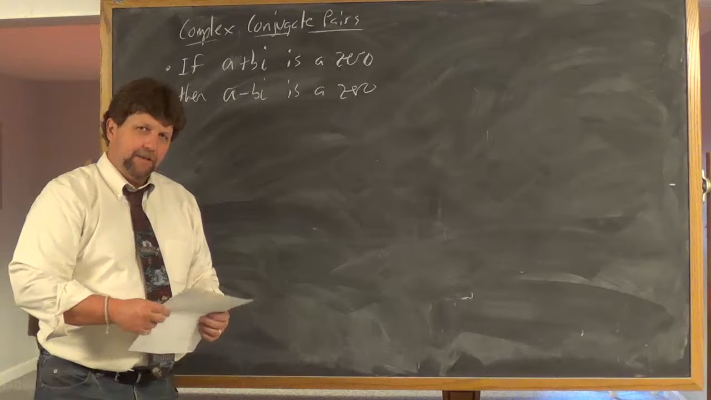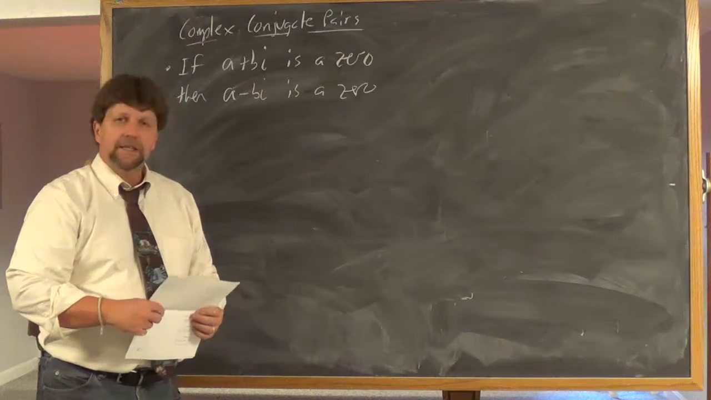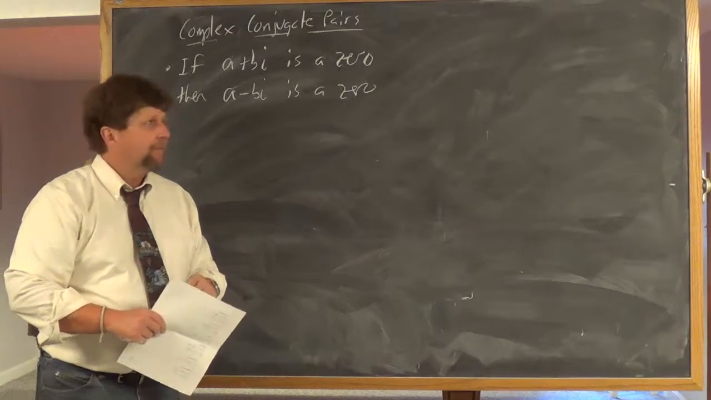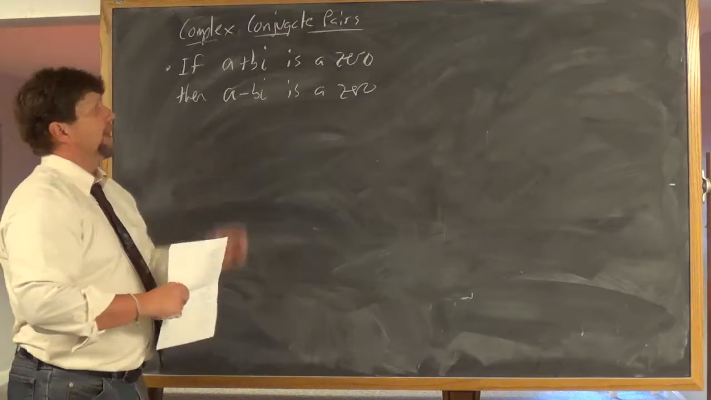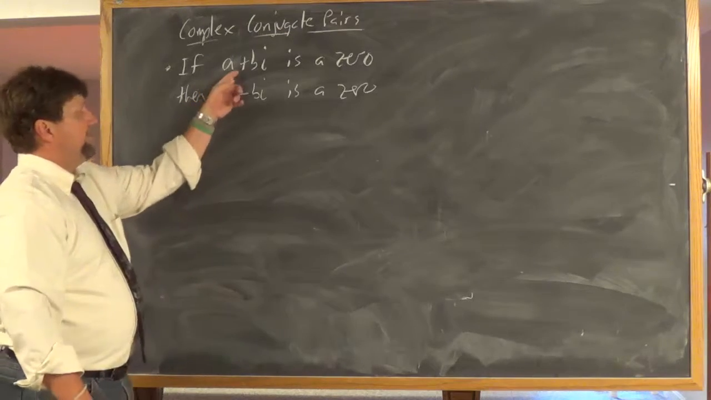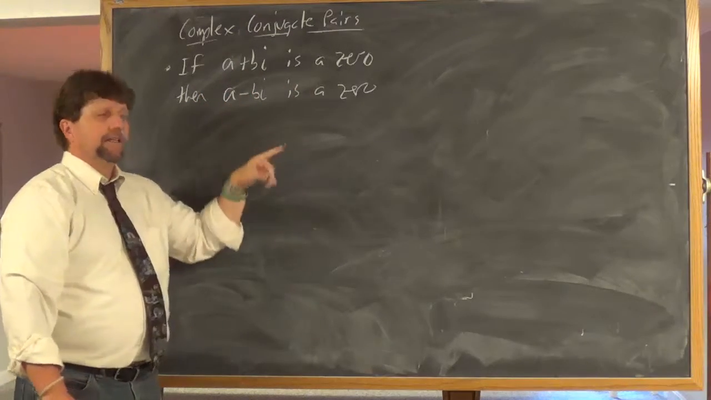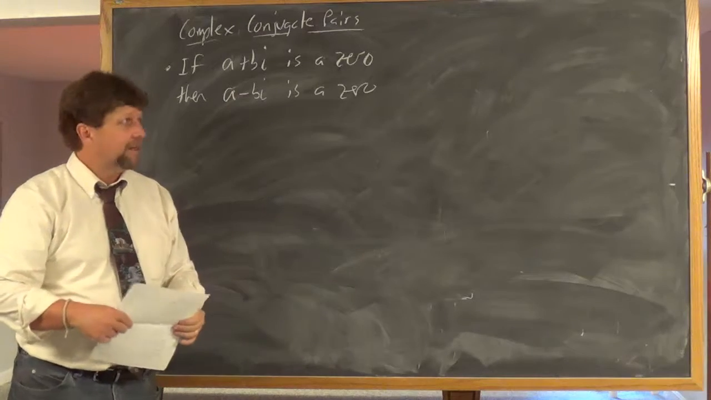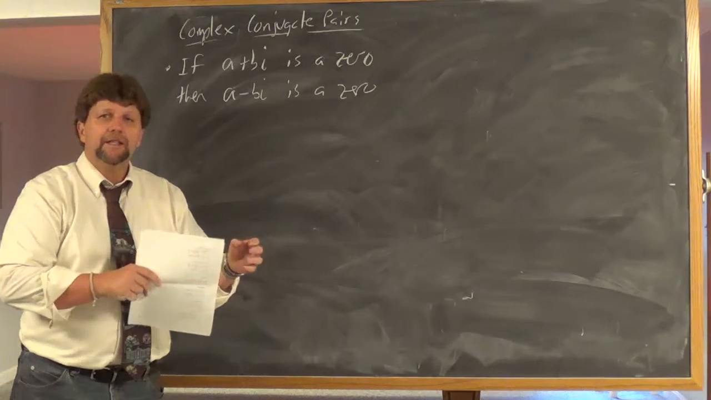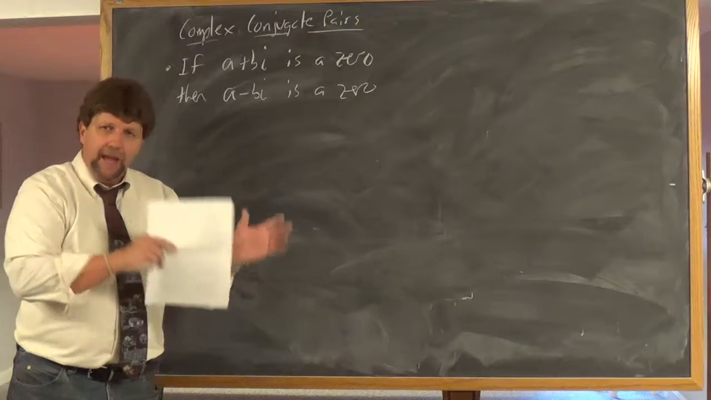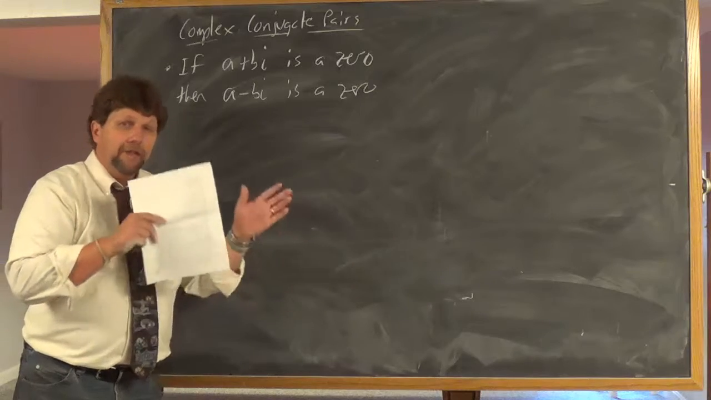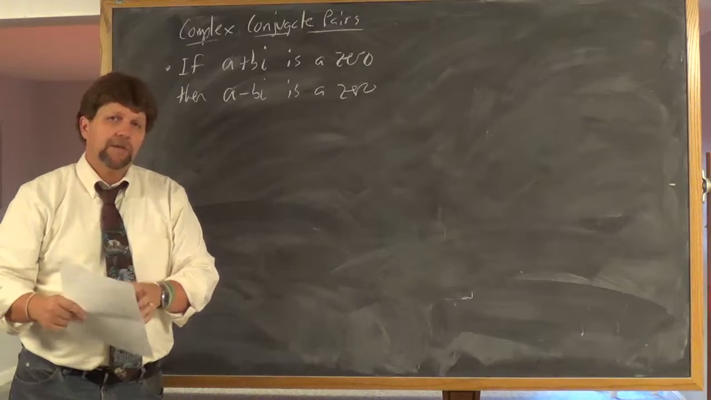If you look back at that last example, we ended up with 2 complex zeros in our final answer, 2 plus i and 2 minus i. That leads into the next theorem, which is called complex conjugate pairs. It basically says that if a plus bi is a zero, then a minus bi must also be a zero. Complex zeros don't just appear as single entities. You can only have an even number of them. They have to come in pairs. So if you know 3 plus 4i is a zero, then 3 minus 4i must also be a zero.